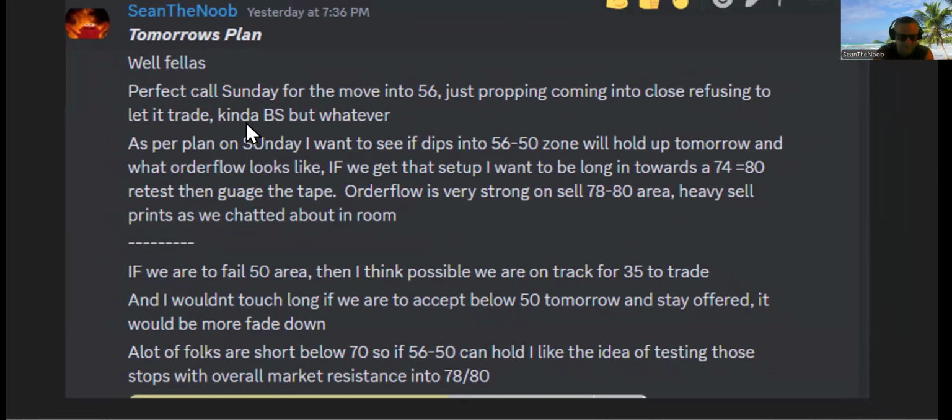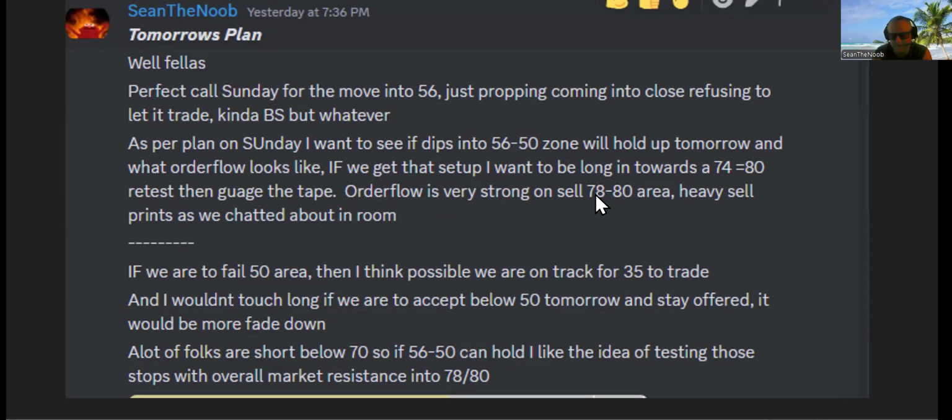But there's a big but. As per plan on Sunday, I want to see if dips into the 56 to 50 zone will hold up today, and what the order flow looks like. If we get that setup, I want to be long towards 74 to 80. Okay, what was today's high? 74, right? I wanted to be short under 74. It was literally the top tick of the day. And then re-gauge the tape.